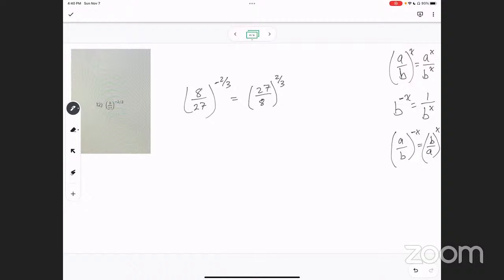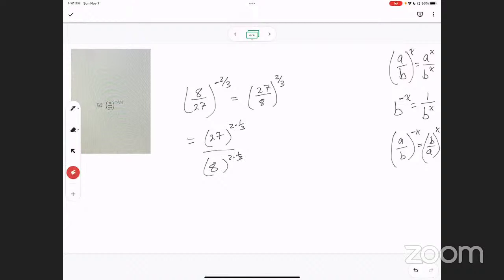Now, you remember the other thing I told you could do when you have 2/3? You remember how I told you can take it and break it up into 2 times 1/3? Right? So this is equal to 27 to the 2 times 1/3 over 8 to the 2 times 1/3.